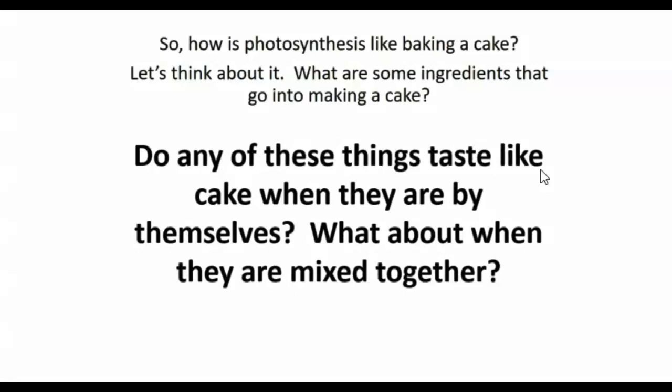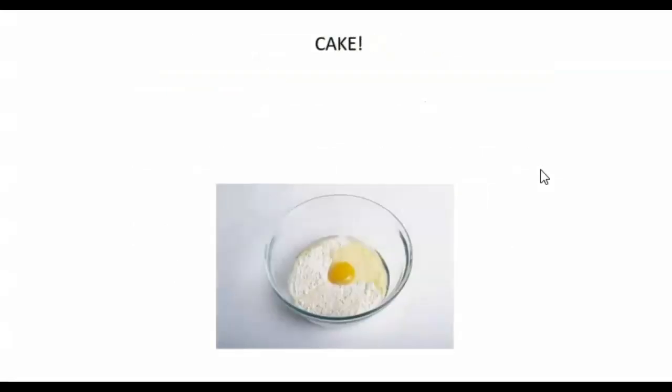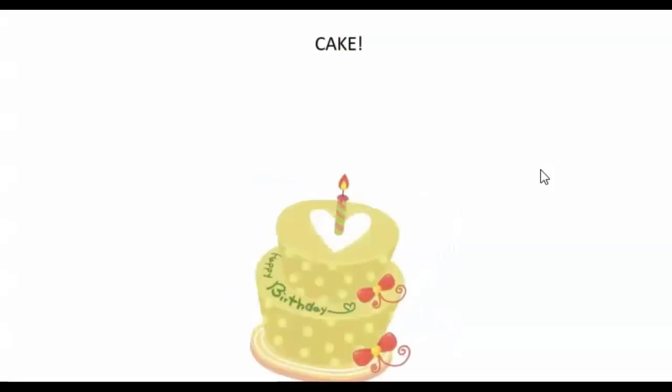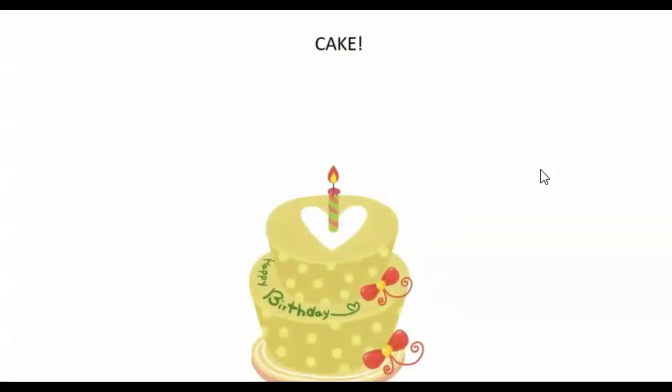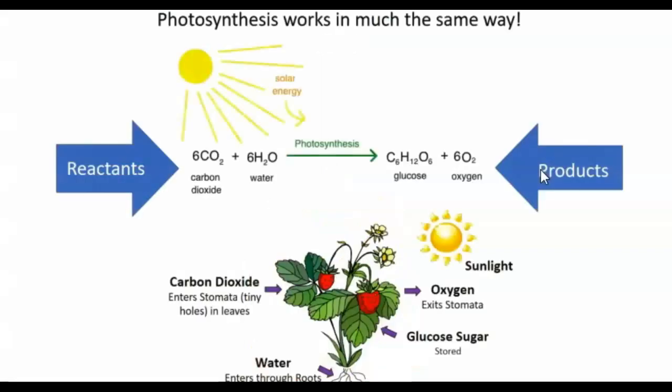Do any of these things taste like cake when they are by themselves? How about when they are mixed together? Nope, I don't think so. Don't taste like a cake to me. Only when they are baked with heat energy from an oven does something magical happen, a chemical reaction that changes the ingredients into a yummy, delicious, scrumptious cake, right? Similar to the way photosynthesis works.